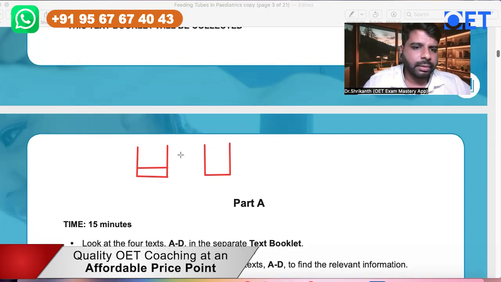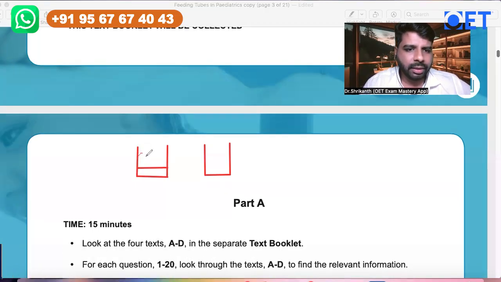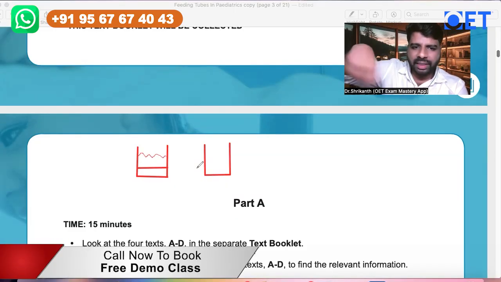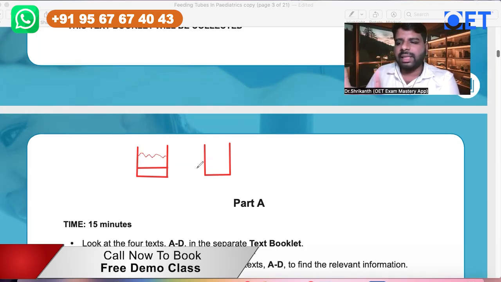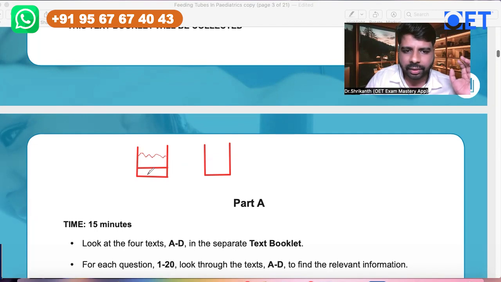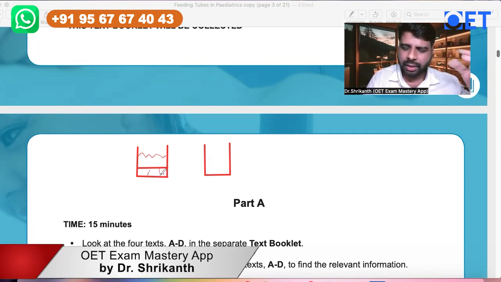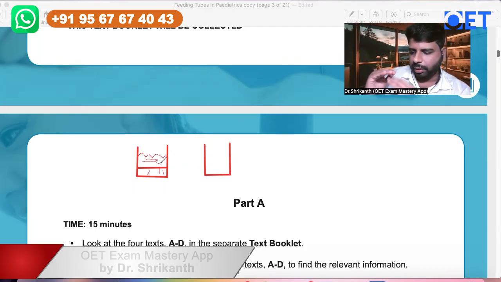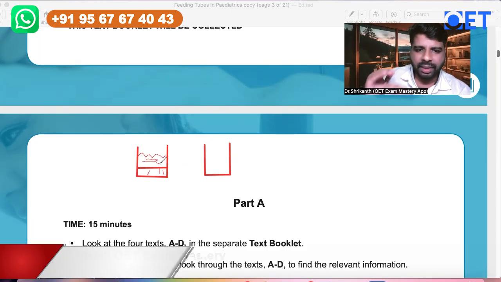Those who don't know the meaning of decantation, see, for example, you have put some water into the container and there is some medicine there and you have mixed it. But if you keep it aside, after 1 or 2 hours, what will happen? The medicine will be here. Because medicine is heavier, the medicine will fall down and here only the water will be there. So the upper layer will be the water. The down layer will be the medicine.